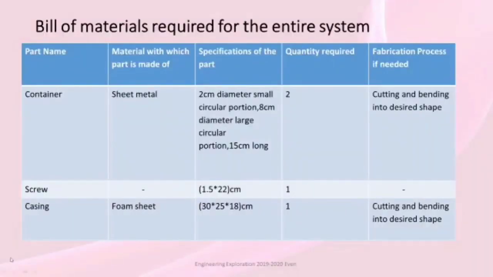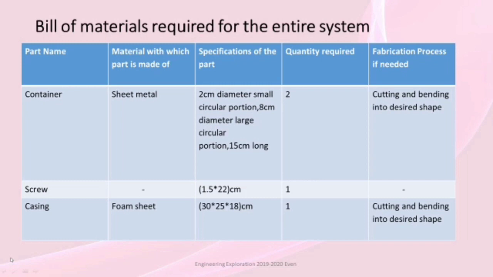Now let us see the bill of materials required for our entire system. Our system consists of subsystems like container, casing, lead screw mechanism and other subsystems. Let's see them one by one. The container is made of sheet metal with a 2 cm diameter small circular portion, an 8 cm diameter large circular portion, and is 15 cm long. We require 2 sheet metals to make a container, which is made by cutting and bending the sheet metal into the desired shape.